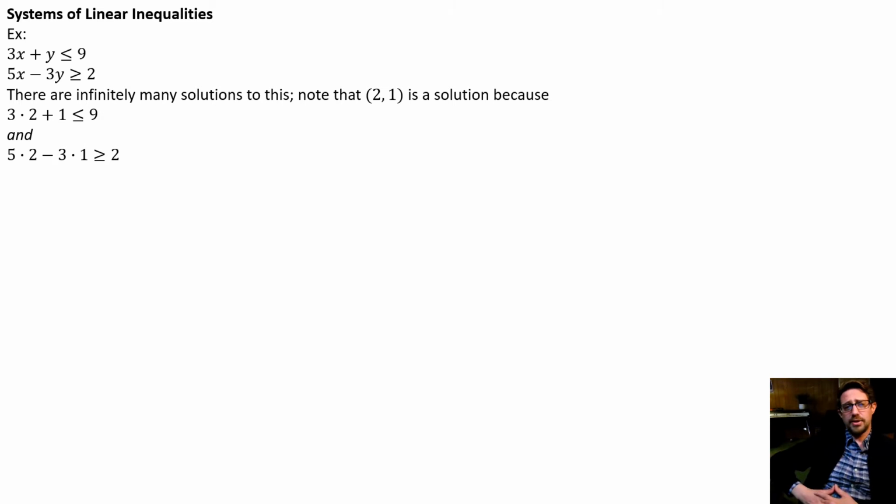All right, so just kind of what I said. Just as an example, for something to be a solution to this, just like with equations, they both have to work. So like (2, 1) is a solution, just that I picked randomly, because when you plug in 2 for x and 1 for y, those things are both true. 3 times 2 plus 1 is less than or equal to 9. And 5 times 2 minus 3 times 1 is greater than or equal to 2. Right, so if just one of them is true, it wouldn't work. They have to both be true.